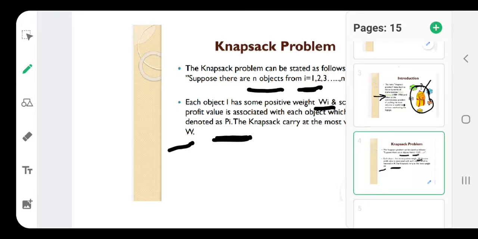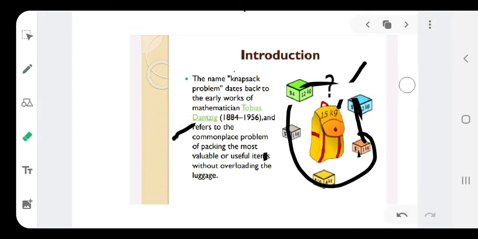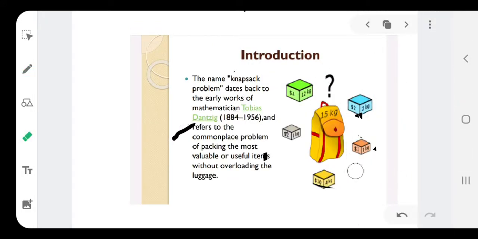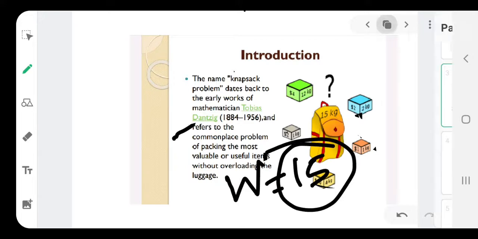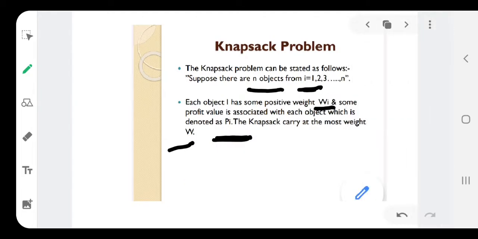Going back to my previous slide, here the knapsack size is 15 kg, so the weight is 15. The knapsack can carry at most weight W. The weight of the objects should not be more than the knapsack capacity.